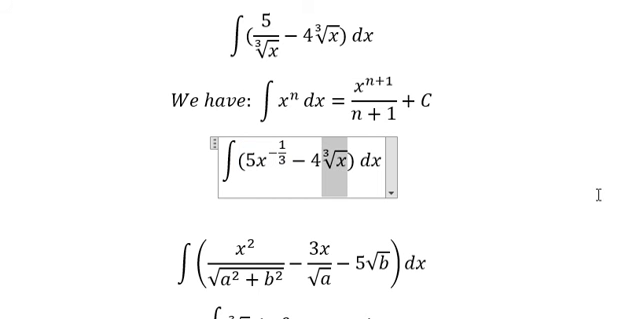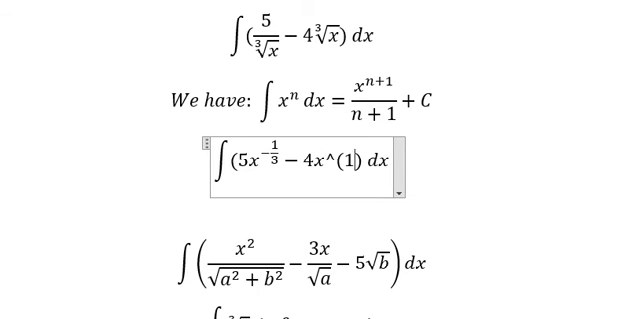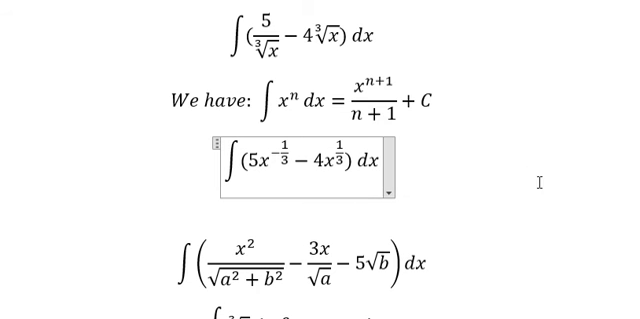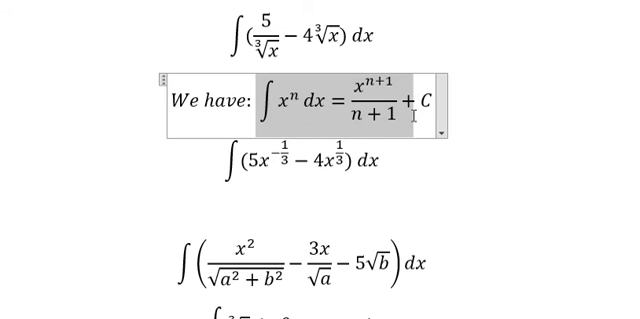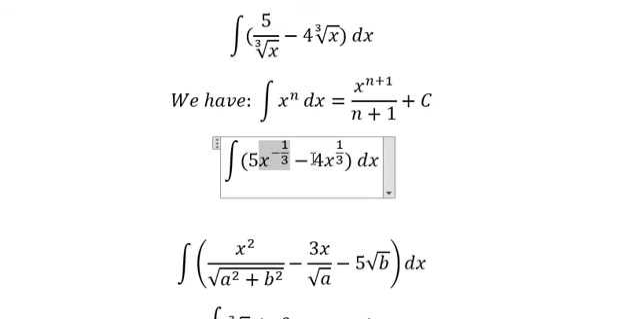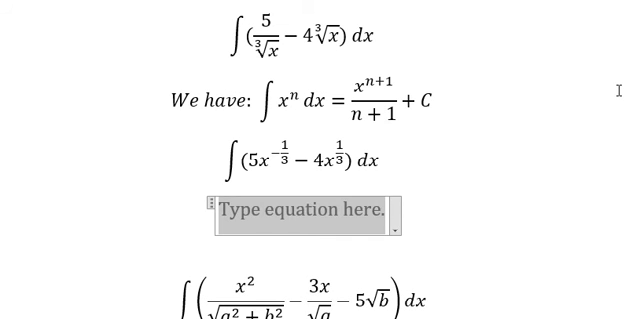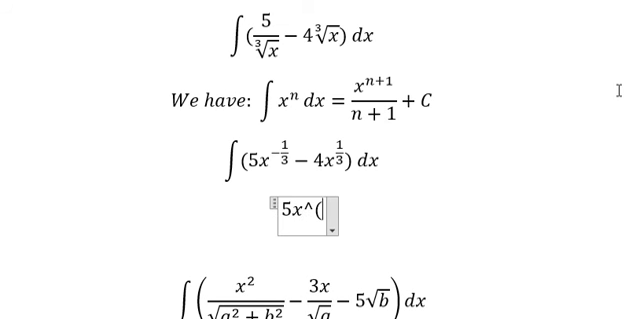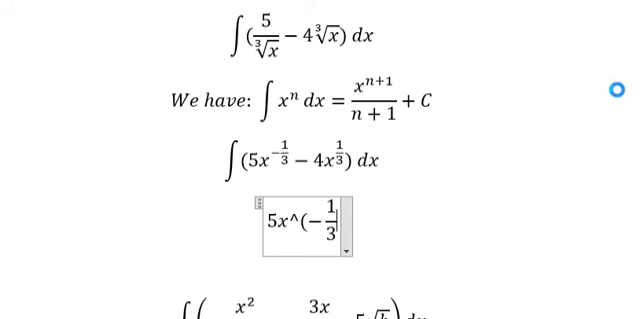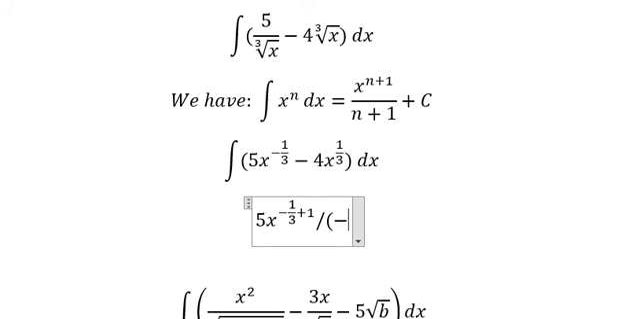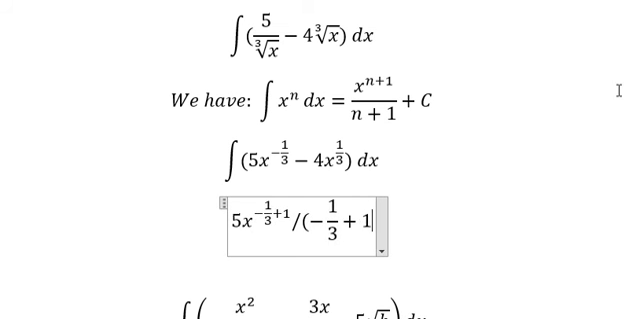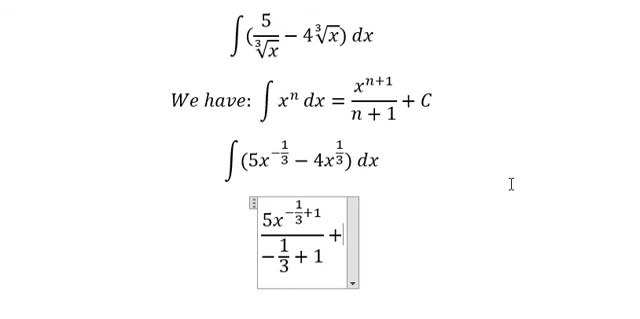This one we change to s to the power of 1 over 3, and now we will apply this formula for this one and this one. So we get the final answer. That should be negative 1 over 3 plus 1 over negative 1 over 3 plus 1. Similar for the second one.